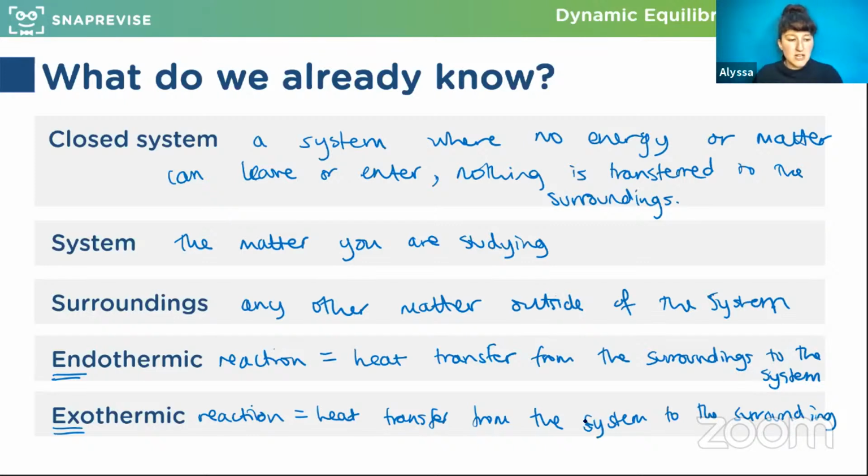Just to double check, because I haven't mentioned it yet, a nice way of remembering which one's which is using the beginning of the words, the ones that I've underlined. We can say energy enters the system and energy exits the system. So endothermic, energy enters, and exothermic, energy exits. You just have to remember it exits the system.